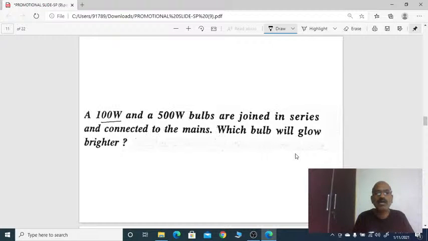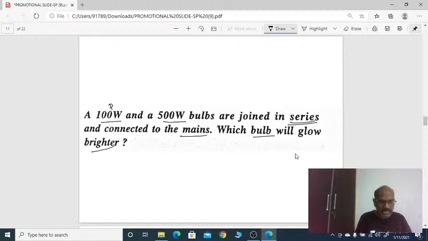A 100 watt and a 500 watt bulb. See, two bulbs: first bulb power 100 watt, second bulb power 500 watt, are joined in series and connected to the main. Which bulb will glow brighter? I showed you the concept. Tell me now, which bulb will glow brighter?